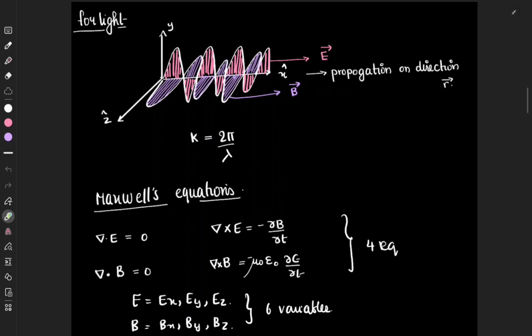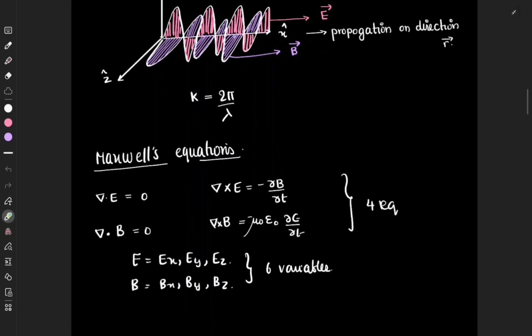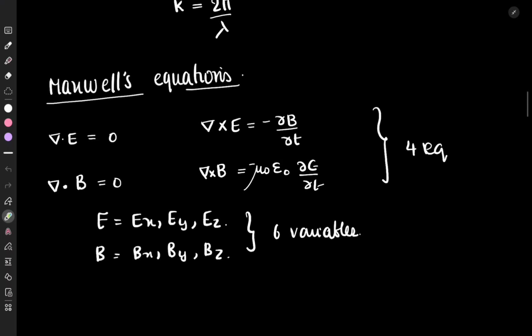Now we'll be discussing the four Maxwell's equations. So they are del dot E is equal to 0, del cross E is equal to minus dou B by dou t, del dot B is equal to 0, del cross B is equal to mu 0 epsilon 0 dou E by dou t. These are the general description of light in terms of Maxwell's equations.